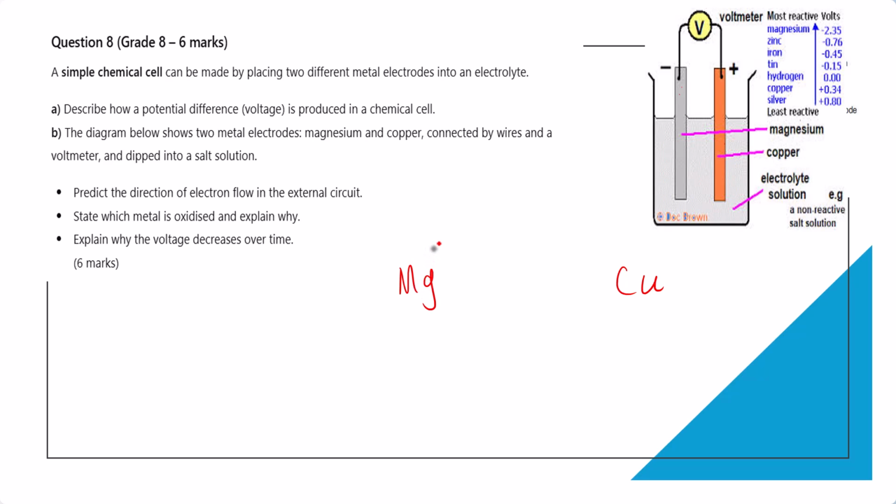Magnesium loses electrons, 2 electrons. Copper also loses 2. The one that is more reactive is the one that's going to release more, faster. So this one is made of magnesium. It means that this metal is going to release electrons. And these electrons, what's going to happen now?